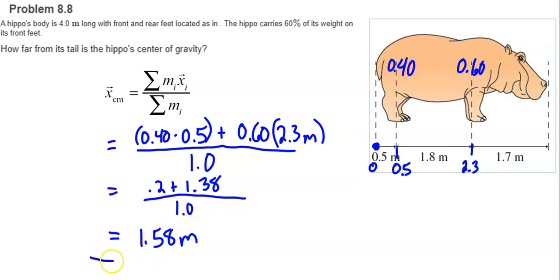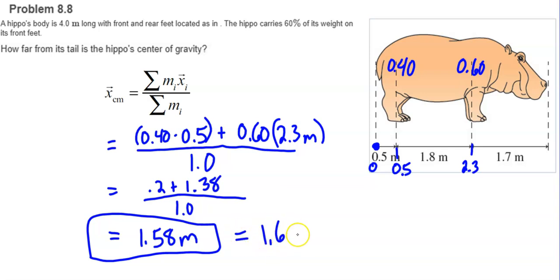All right, and by the way, since they only gave us 2 significant figures, what Mastering would be looking for would be 1.6 meters as the answer. Does that make sense? Well, the center of mass, we know it's going to be somewhere in between. This isn't to scale at all, but 1.6 would be somewhere here in the middle of the body of the hippo. So yeah, that makes sense.